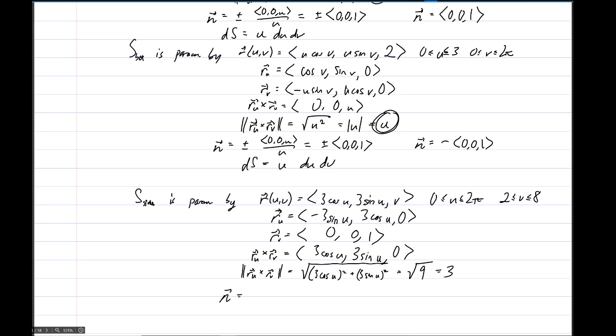An orientation for this surface. So we'll have this 3 cosine u, comma 3 sine u, comma 0, over 3. So we'll have plus or minus, once you do the scalar multiplication of the 1/3, cosine u, comma sine u, comma 0. You might have already seen this from the picture. You could certainly see that the 0 makes sense because the vectors that we're looking at need to have no height to them, in a sense.